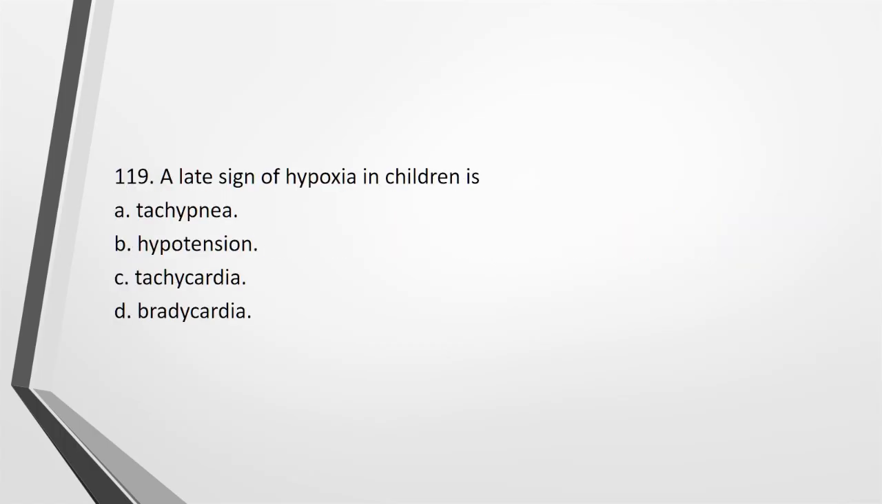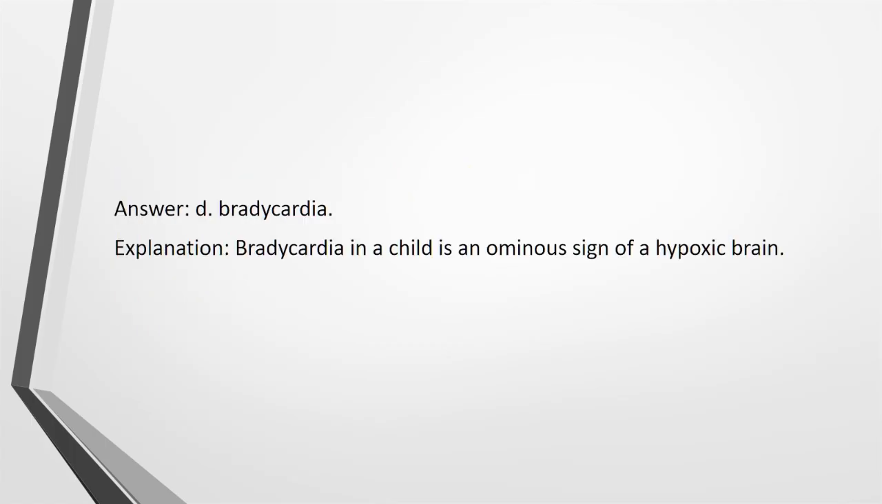119. A late sign of hypoxia in children is A. Tachypnea. B. Hypotension. C. Tachycardia. D. Bradycardia. Answer. D. Bradycardia. Explanation. Bradycardia in a child is an ominous sign of a hypoxic brain.